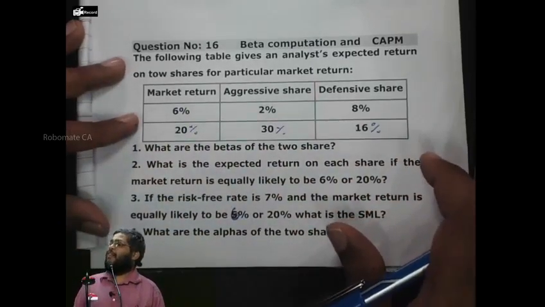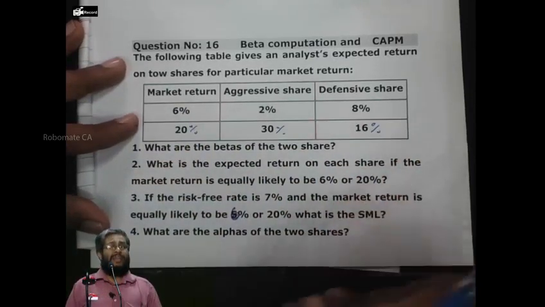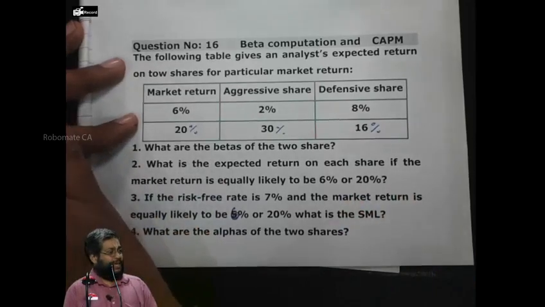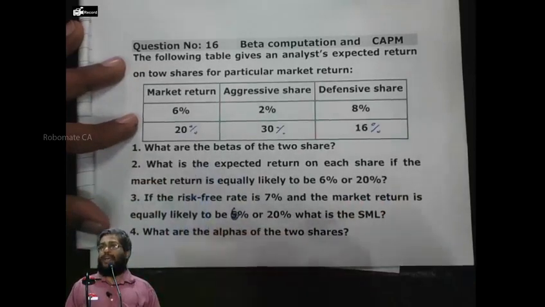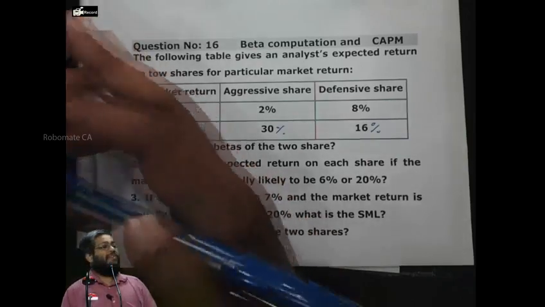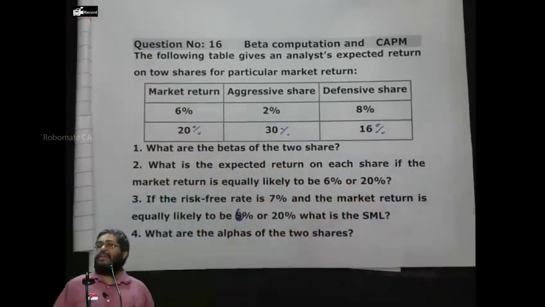I have beta, but I should have Rm. What is Rm? The expected return of the market portfolio. I am expecting Rm to be the average of 20 and 6. What average? Weighted average. Once again, respond yes or no. Write down, next.